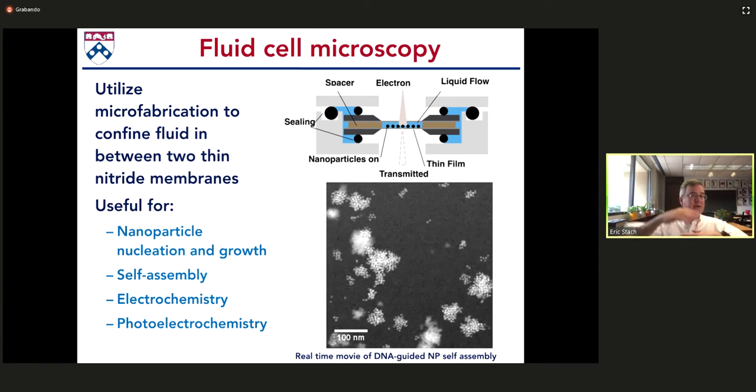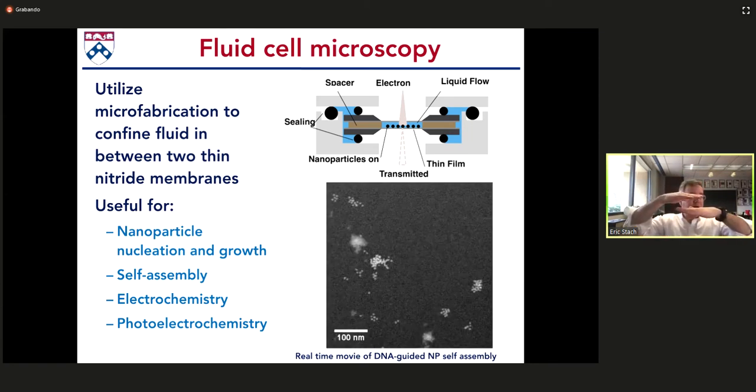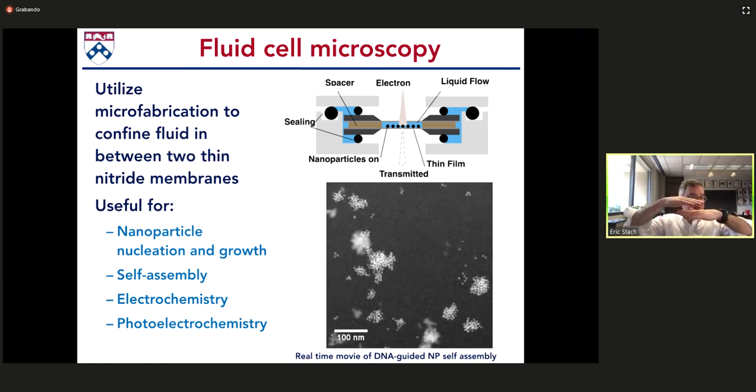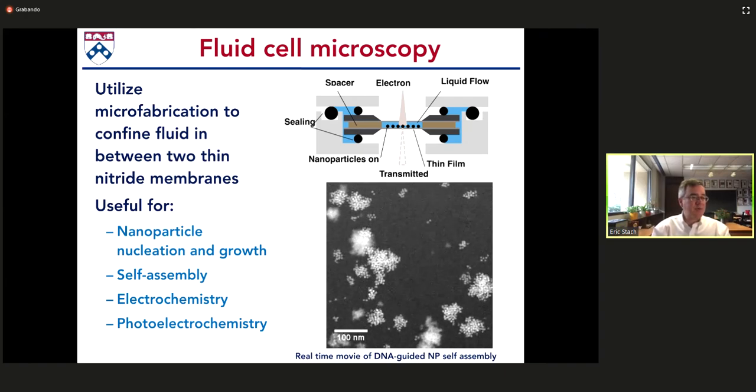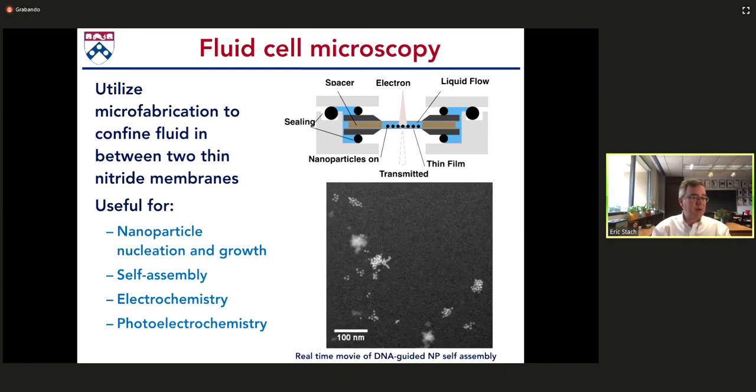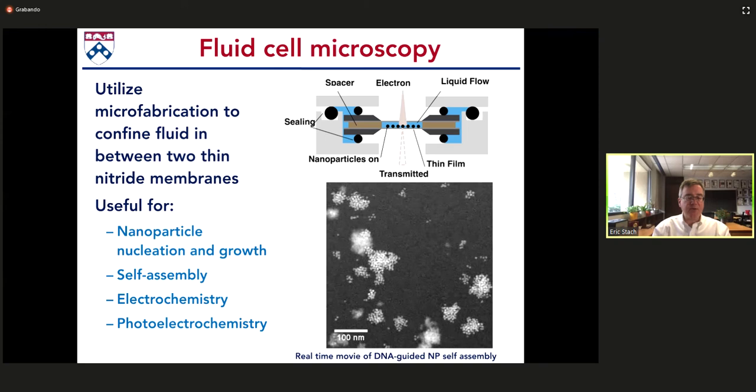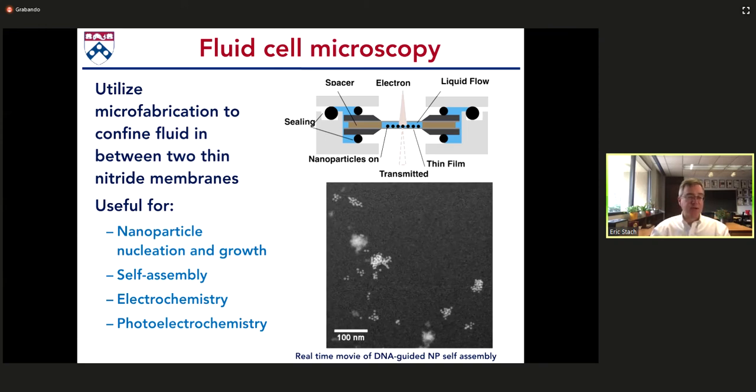The idea here is that we bring in a sample holder that allows us to confine the liquid in a very thin region, thin enough that the electron beam can transmit. And we basically take time-lapse movies of how the self-assembly process occurs in real time. We use these for doing studies of nanoparticle nucleation and growth, for self-assembly studies, for looking at electrochemistry, looking at photoelectrochemistry, all within the sample.